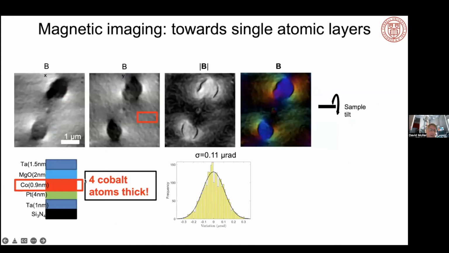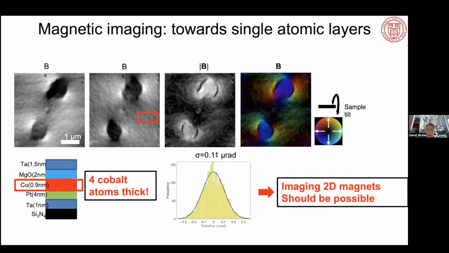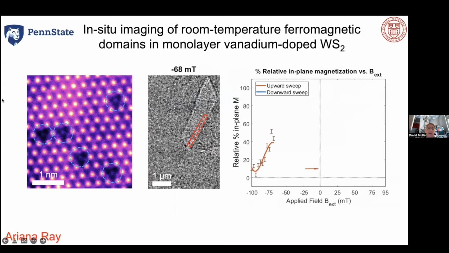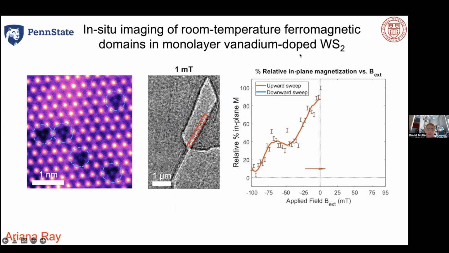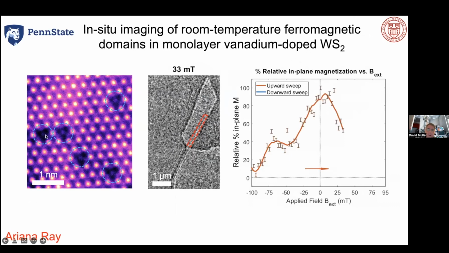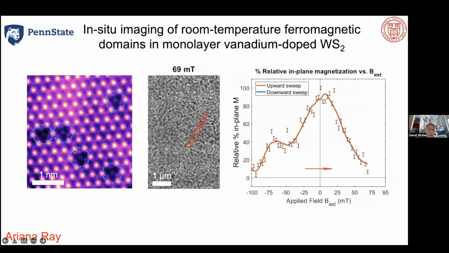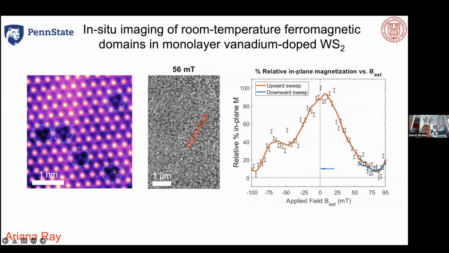This is a material that's only 4 atoms of cobalt thick, buried inside very strong scattering materials. We can still see the magnetic textures. The precision is enough to image 2D magnets. And so my last slide is in fact a 2D magnet. This is a vanadium doped tungsten sulfide. It's a dilute magnetic semiconductor. So the vanadium atoms put some holes into the material in terms of electrons.